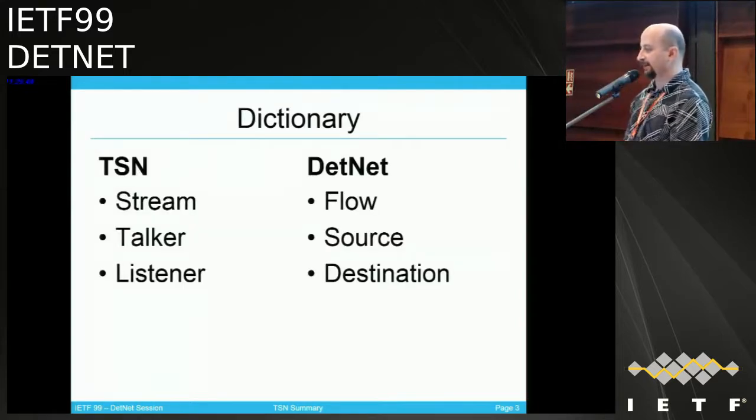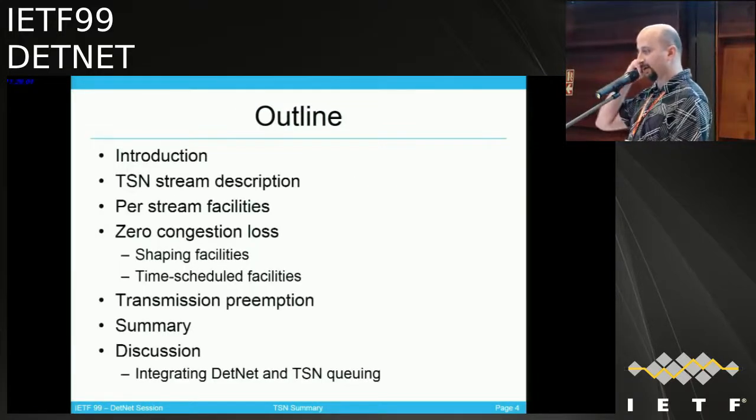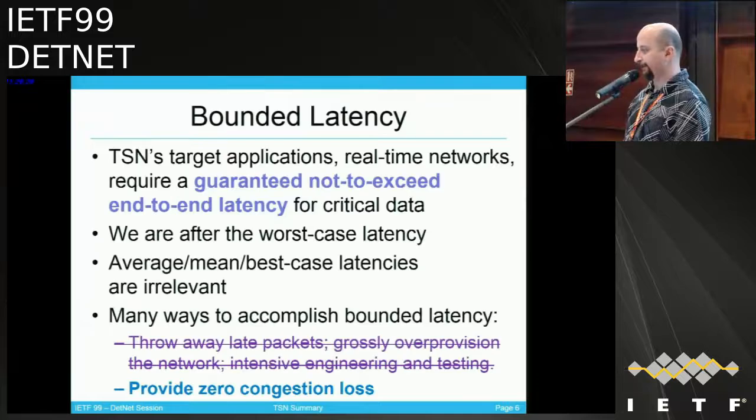This slide deck, since it's about TSN, uses the TSN terms like stream, which is flow for DETNet, and talker, which is a source, and listener, which is a destination. So this deck includes, after some introduction, how we describe a TSN stream, what type of techniques we use, QoS techniques, per stream techniques or per class techniques, to achieve zero congestion loss, what shaping and time scheduling. There are some slides on frame preemption, the transmission preemption, and then at the end there are some discussion items brought to the floor. Norm, you wanted to talk about these slides.